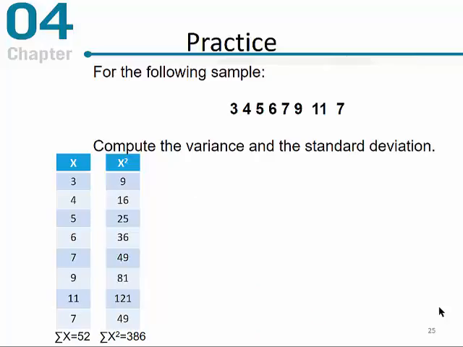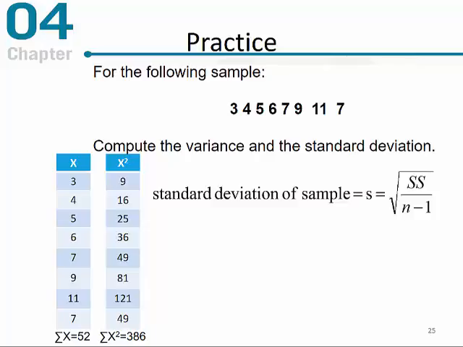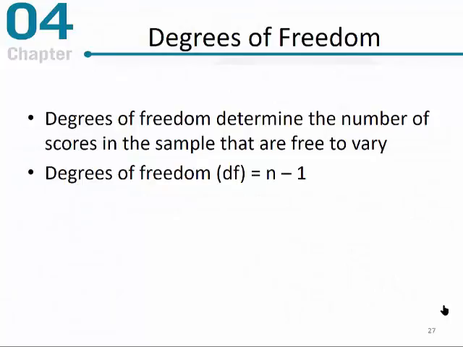We also need to compute the standard deviation, and again, either we just take the square root of the variance that we just calculated, or if we go according to the formula, we know the standard deviation of a sample is the square root of the sum of square over n minus 1. So we just plug in our 48 divided by 8 minus 1 and take the square root of that, and that is 2.62.